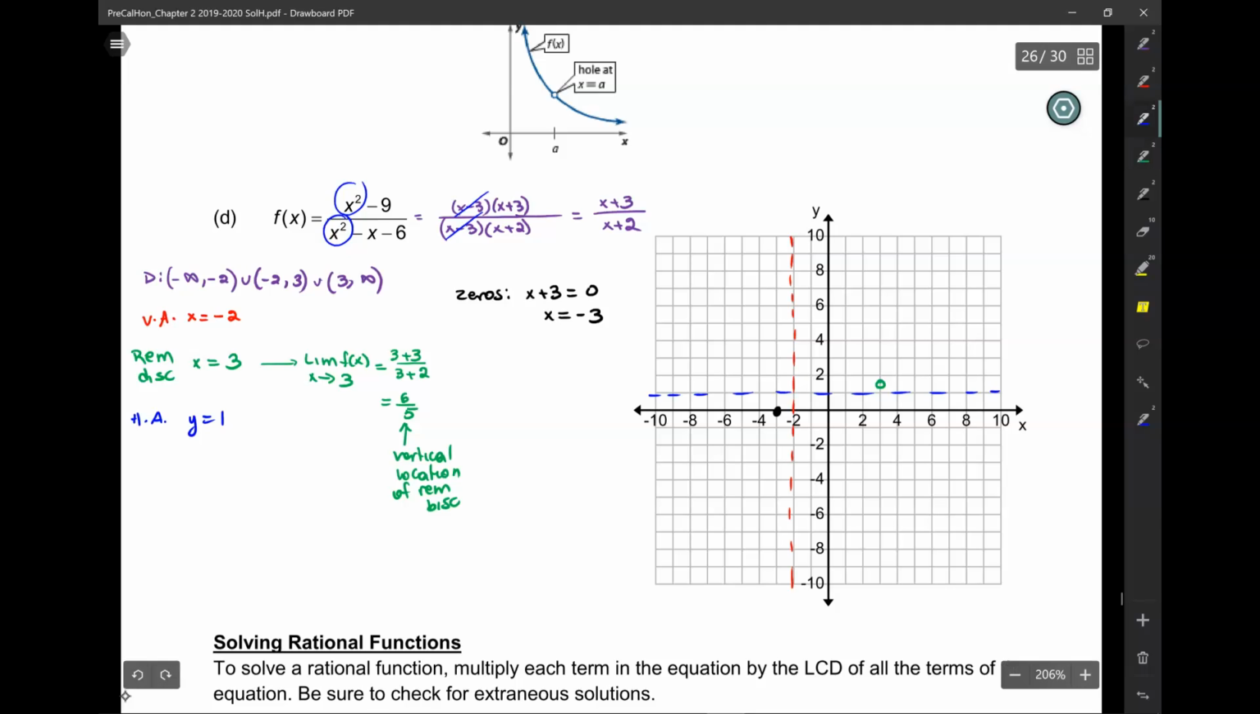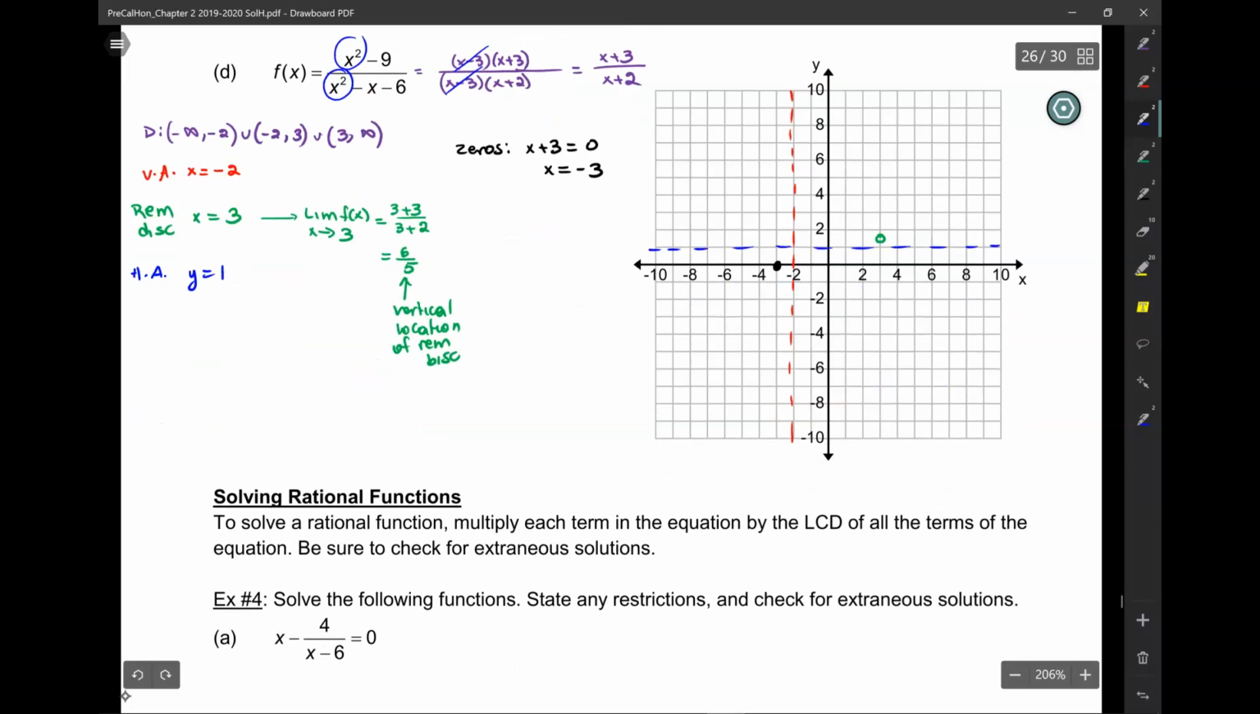Okay? So here's another question for you. What if at some point I asked you for the y-intercept? How would you find it? Plug in 0, right? That's f of 0, and that'll be 3 over 2. f of 0, 3 over 2. So I'm just going to put that in there. Why? Because what if you're asked one day?